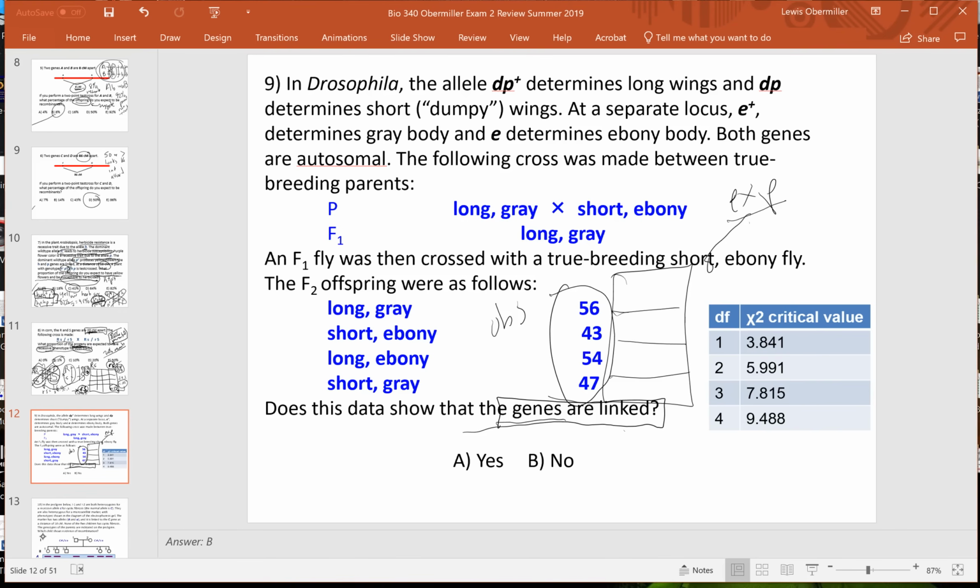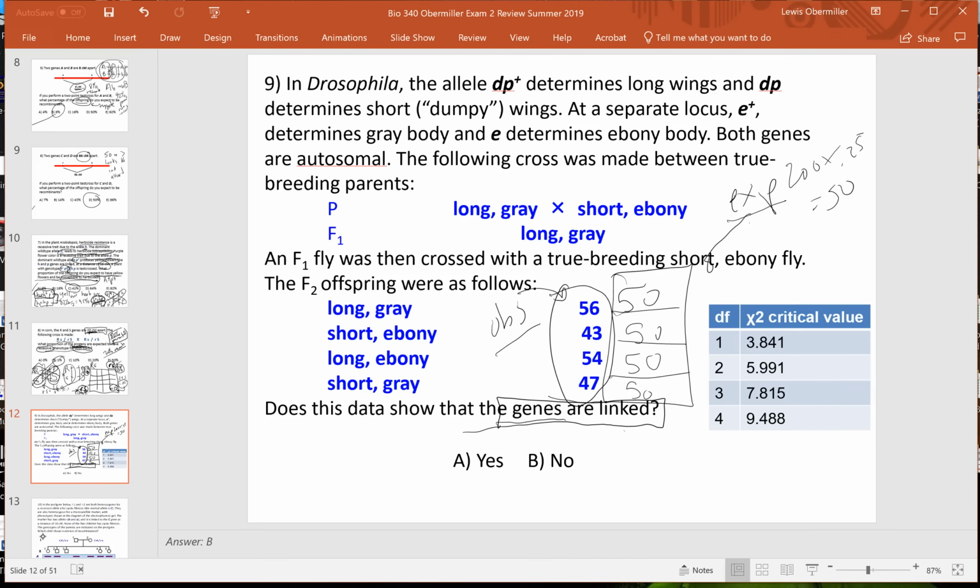So we have to add all these up. I hope if I did this right, it should come out to 100, but it looks like it's not. It's like a 210 or something weird. 56 plus 43 plus 54 plus 47 equals 200. No, it is 200. Sweet. So if that's true, then we would expect our ratios of each of these to be 50. Right? We have 200 offspring times 0.25 gives us 50. So that's our expected. This is our observed.